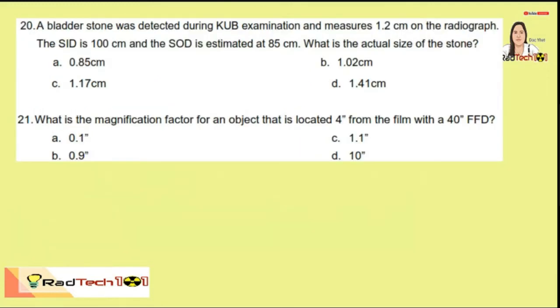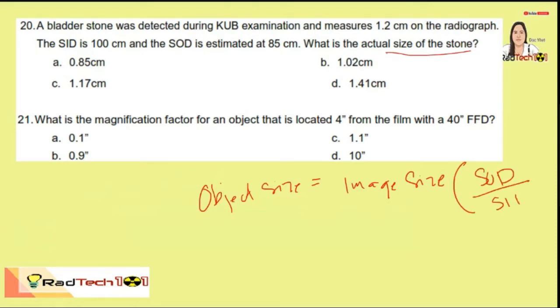Next, number 20. A bladder stone was detected during KUB examination and measures 1.2 centimeters on the radiograph. The SID is 100 centimeters and the SOD is estimated at 85 centimeters. Find the actual size of the stone. So, for our formula for the actual size, it is object size. Object size is equal to image size times SOD divided by SID.